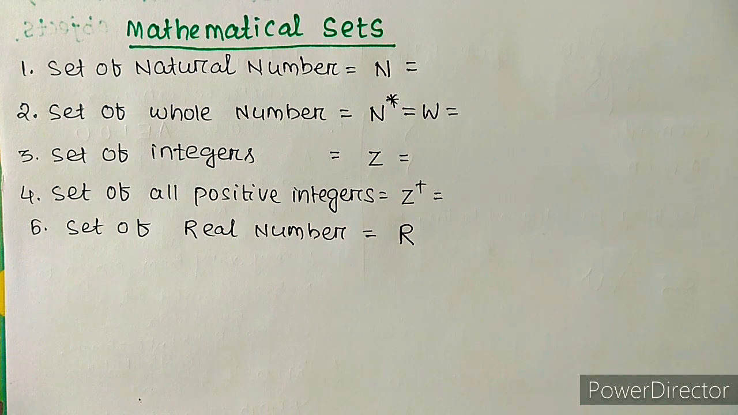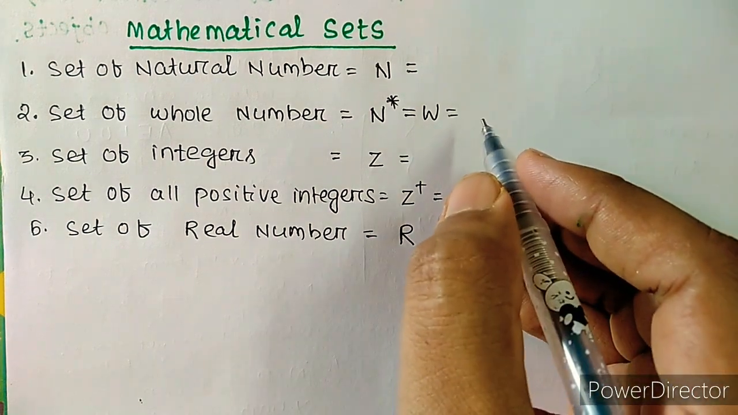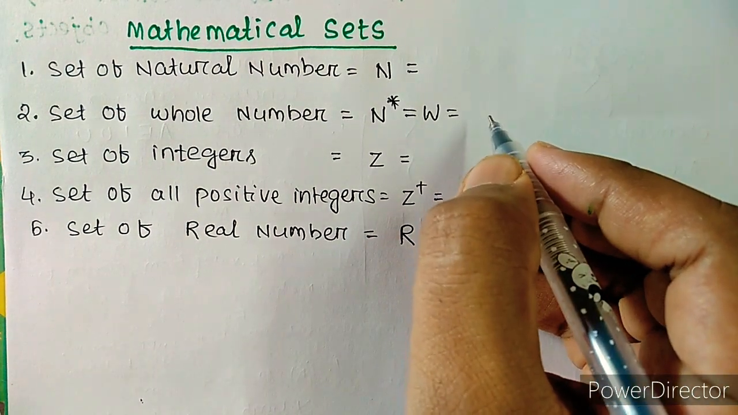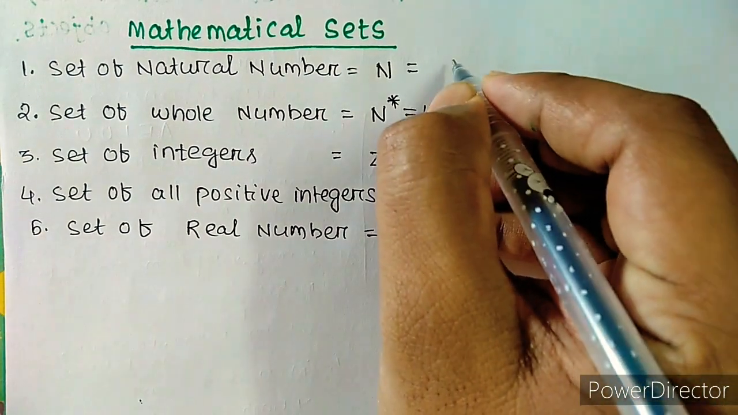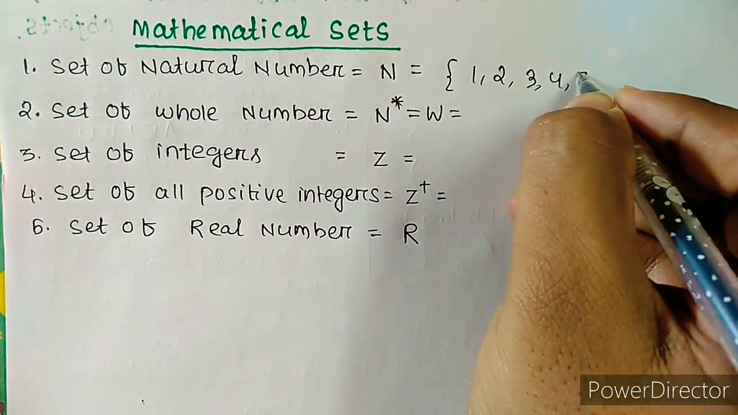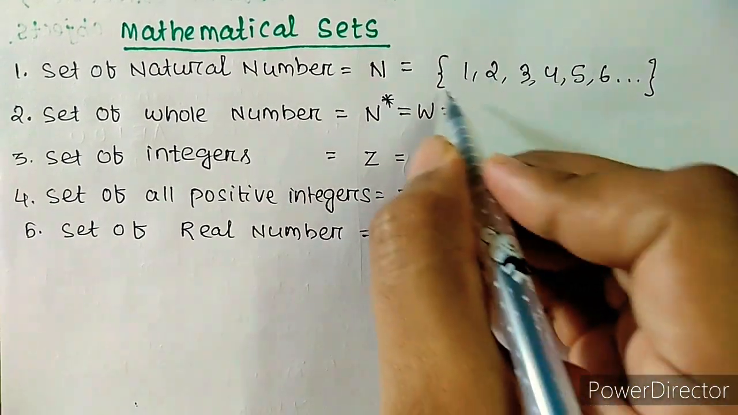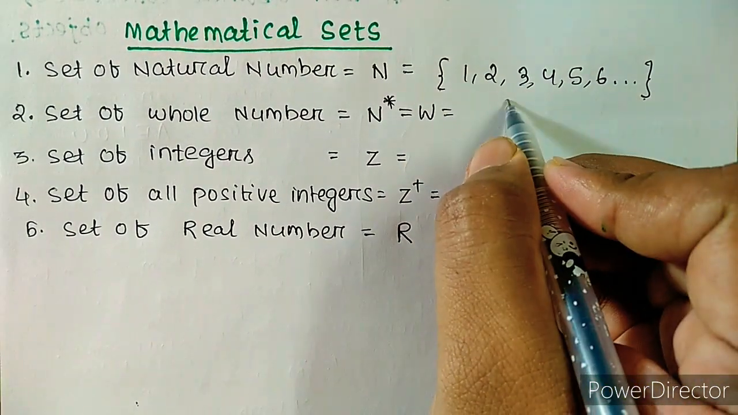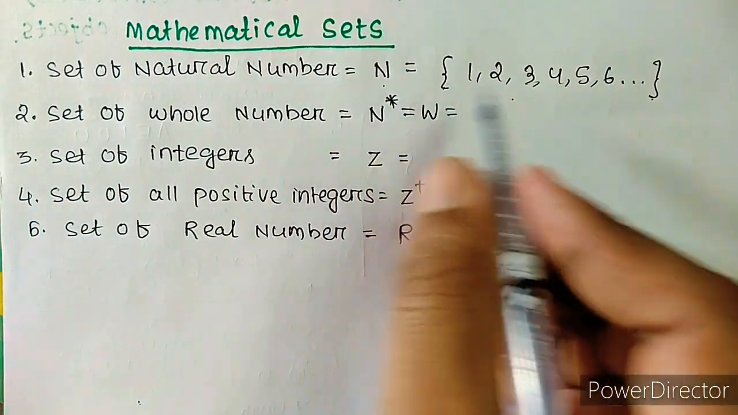So these are the mathematical sets we have to know. The first one is the set of the natural numbers, that is N. We can represent the set as the capital letter N. And what elements does it include? It includes the natural numbers, or we can say the counting numbers. So it includes 1, 2, 3, 4, 5, 6. We can give a curly bracket for the set, and we have also given the name, that is N. So it is the set of natural numbers N.